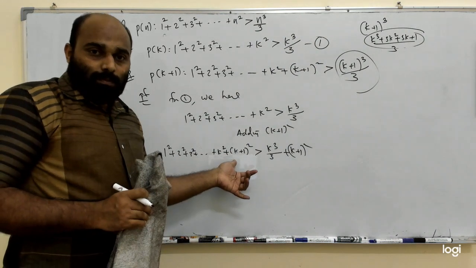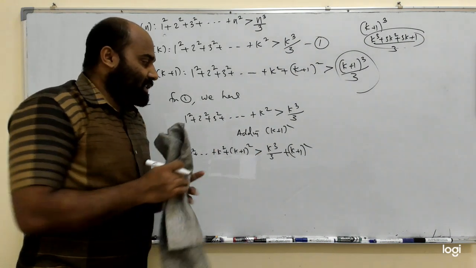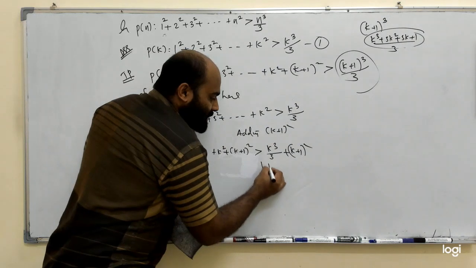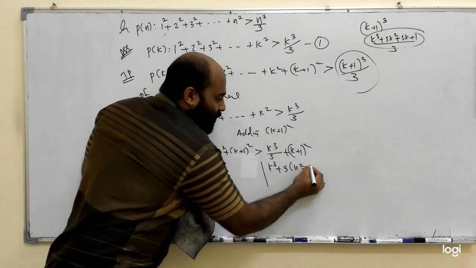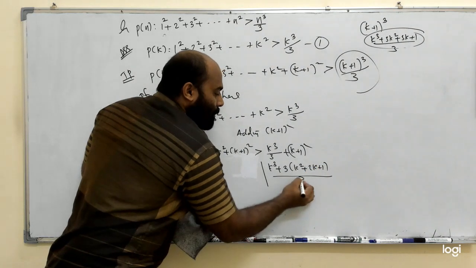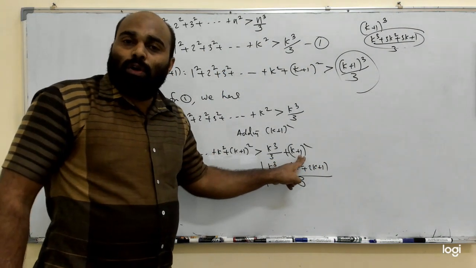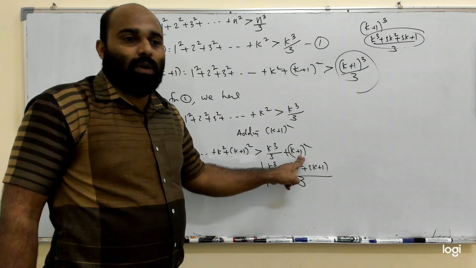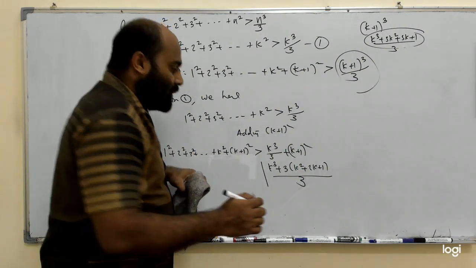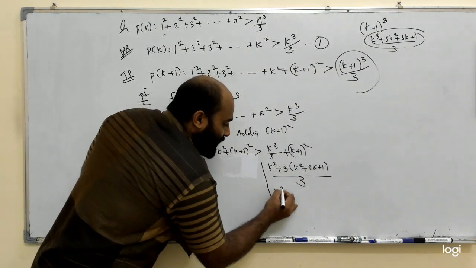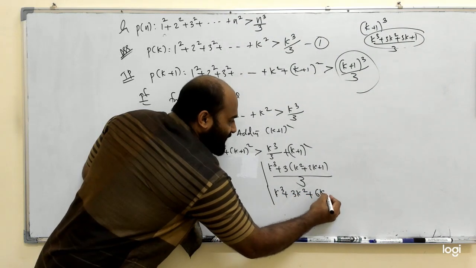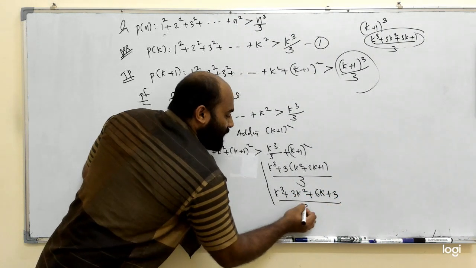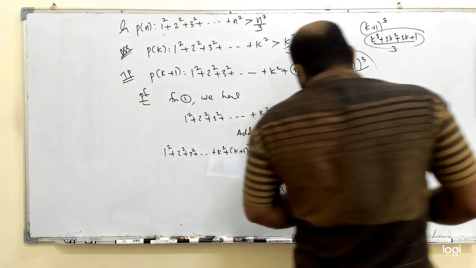So our left side is ready with us. Now right side, I am going to take LCM. k cube plus 3 into k square plus 2k plus 1 by 3. k plus 1 whole square is k square plus 2k plus 1, and this 3 I transposed. So it will be k cube plus 3k square plus 6k plus 3 by 3. So we got like this.